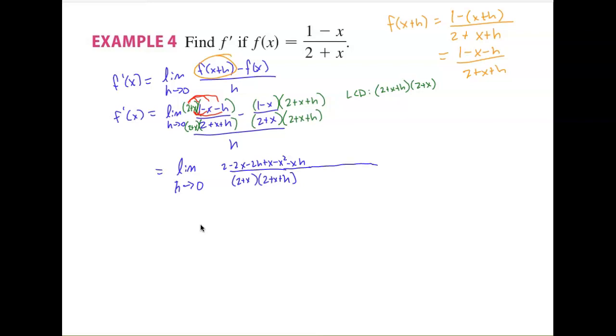This one's kind of ugly, but we need practice in the ugly ones. Minus, open parentheses. Same thing on the other side. Distribute the 1. We're going to get 2 plus 2x plus 2h. Distribute the negative x. We're going to get minus 2x minus x squared minus xh. Okay. Now keep in mind that that entire set of parentheses has a negative in front of it right here, right? So that negative is going to distribute to all of those, and it's going to give me the opposite sign on all of those.